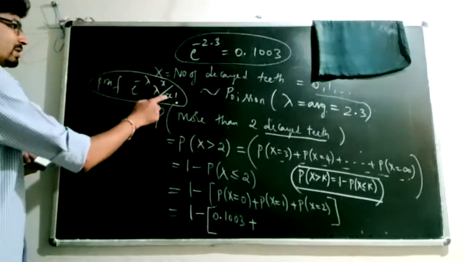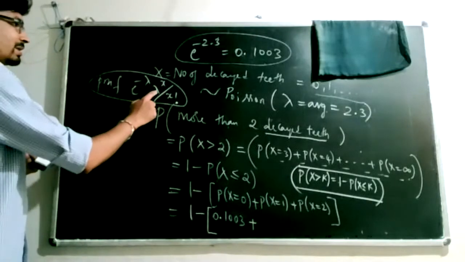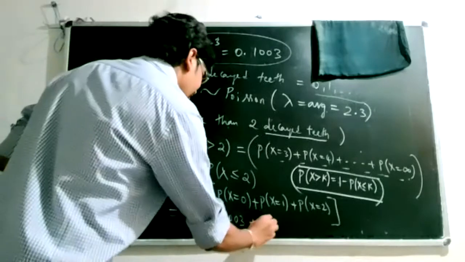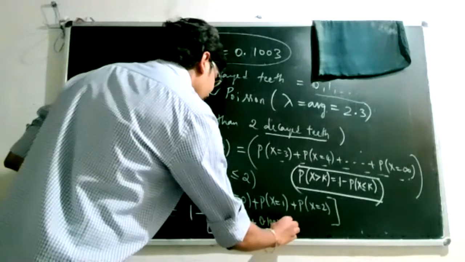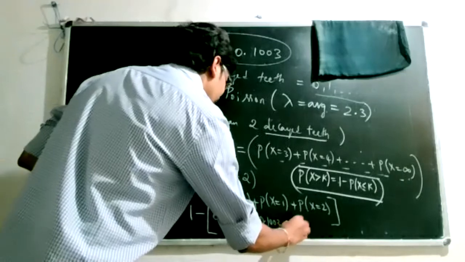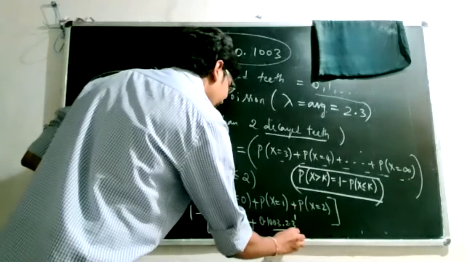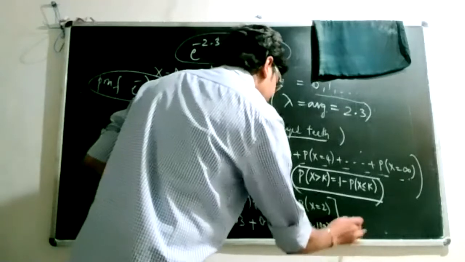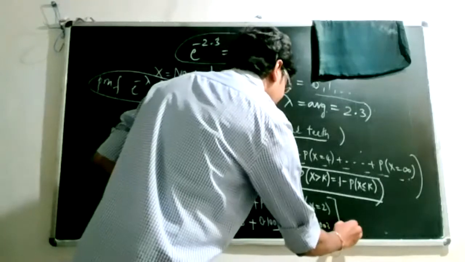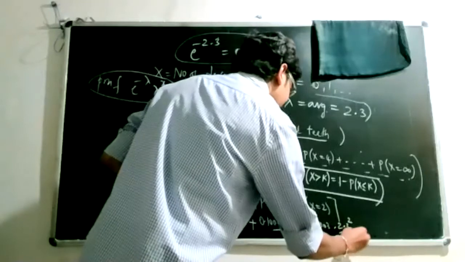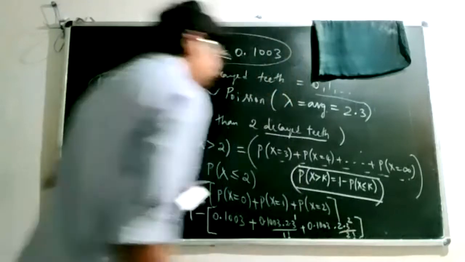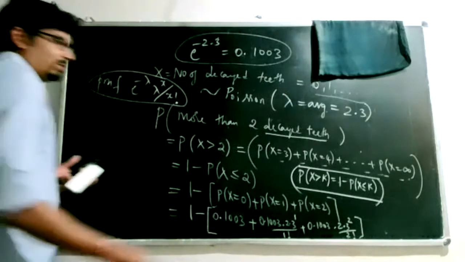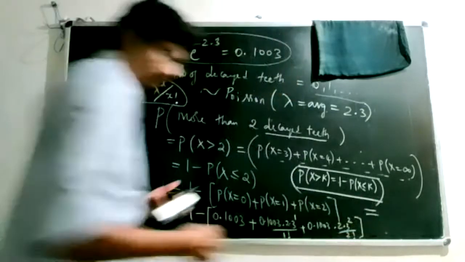Next we have P of x equal to 1. So put x equals 1 here. You get e power minus lambda into lambda divided by 1 factorial. So this is 0.1003 into 2.3 to the power of 1 by 1 factorial. And next it is 0.1003 into 2.3 power 2 divided by 2 factorial. Now simplify this, subtract the total from 1 and you compute the probability.